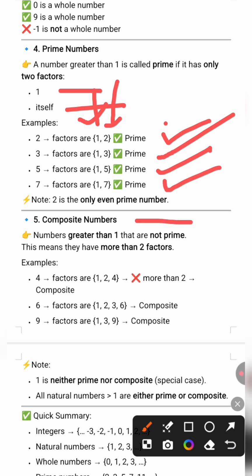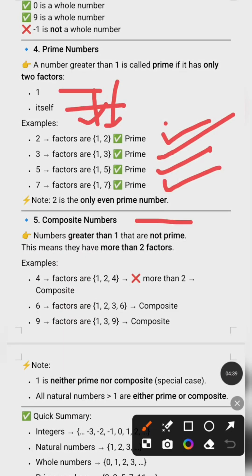Now we talk about composite numbers. If a number is greater than 1 but not prime, we call it a composite number. Composite numbers have more than 2 factors, so they are not called prime numbers because they are divisible by other numbers. For example, 4. The factors of 4 are 1, 2 and 4. There are 3 factors, more than 2, so 4 is a composite number. Also 6: 6 has factors 1, 2, 3 and 6. So 6 is a composite number.